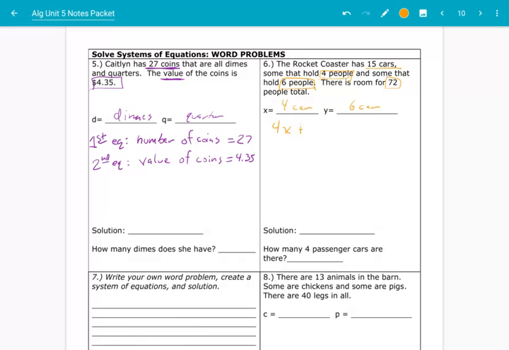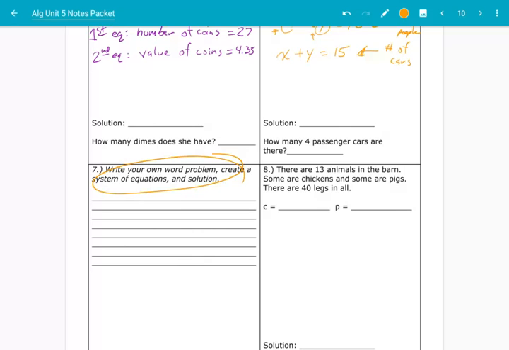So 4 times X plus 6 times Y equals 72. That's the number of people, 4 people per car and 6 people per car. And what else do we have? Here we have a total number of cars. So now we'll just say X cars plus Y cars equals 15, because there are two types of cars. So this is the number of cars on the roller coaster, and the top one is the number of people who can ride each coaster ride. All right. Well, I'm not going to help you with this. You have to do your own there.